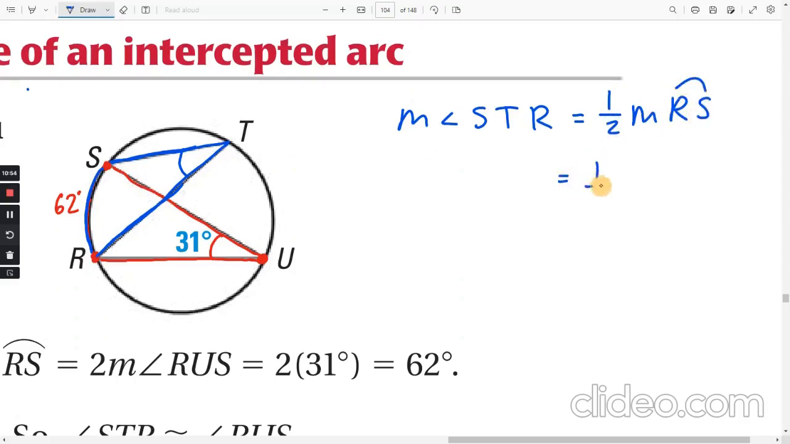And that's going to equal 1/2. We see that RS is 62. And of course, half of 62 is 31 degrees. So this angle here is 31.